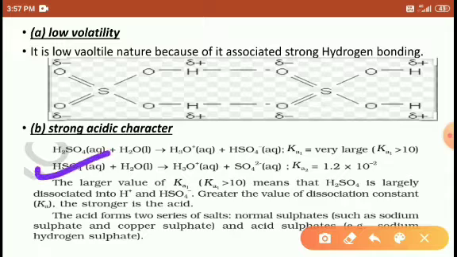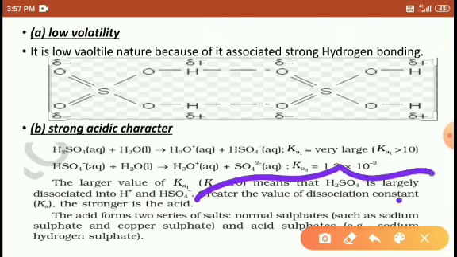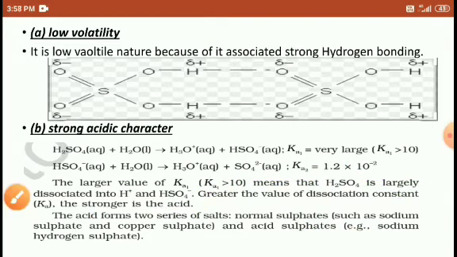And in the next step, the dissociation constant is very small, 1.2 × 10^-2. A large dissociation constant means the sulfuric acid is largely dissociated into hydrogen ions and bisulfate ions. Students, the electronegativity of oxygen strongly holds the hydrogen atoms, that's why it is not easily dissociated. The greater the dissociation constant, the stronger the acid.